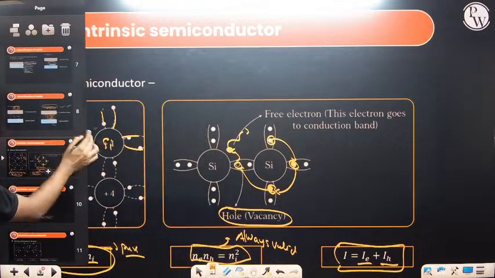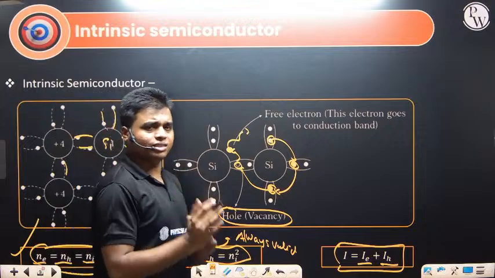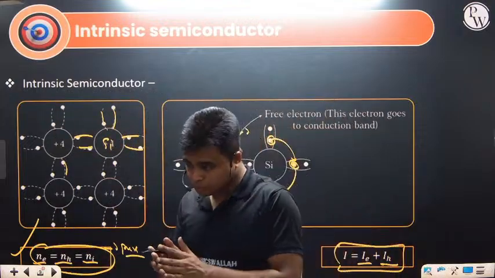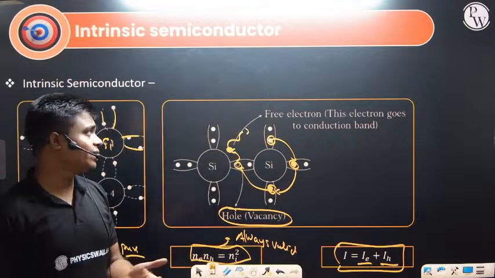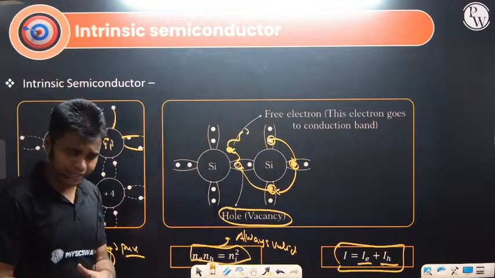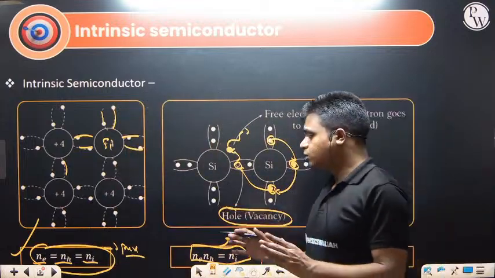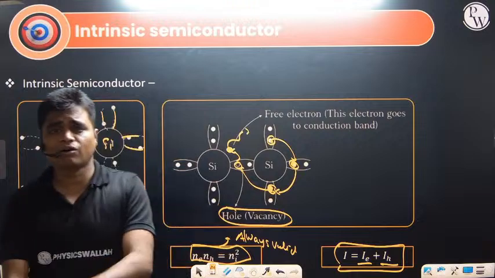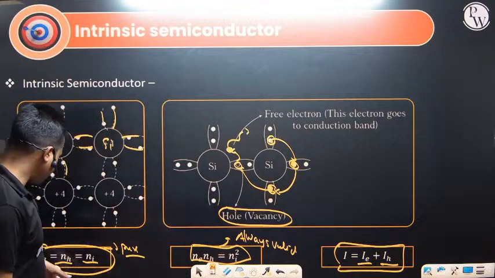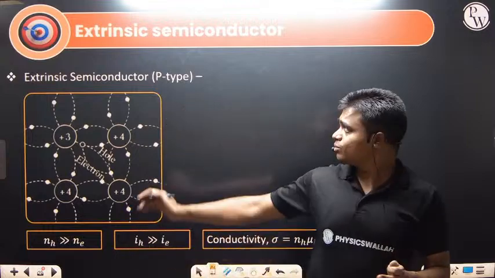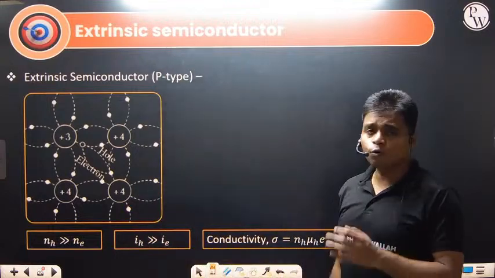So in general, at room temperature, an intrinsic semiconductor has very low conductivity, which is not much useful. In the case of germanium or silicon, we have very few free electrons, so we cannot use this in the form of electricity. For that, we construct extrinsic semiconductors.